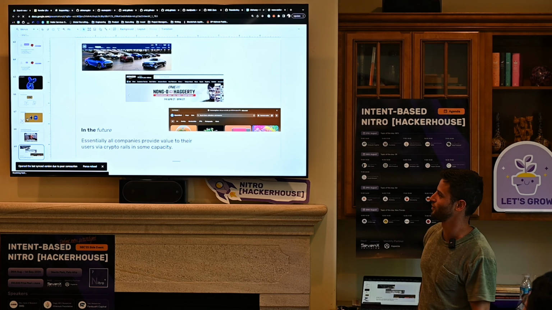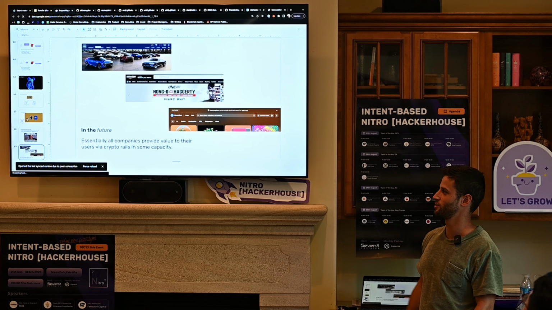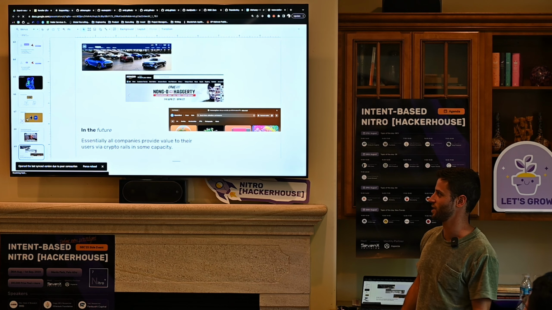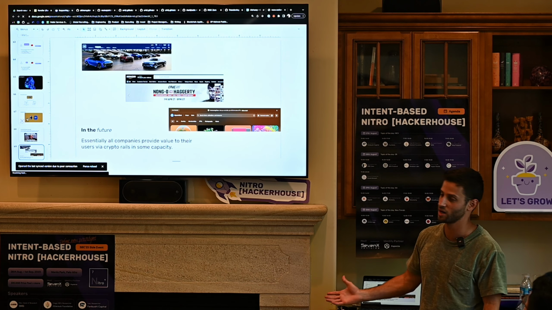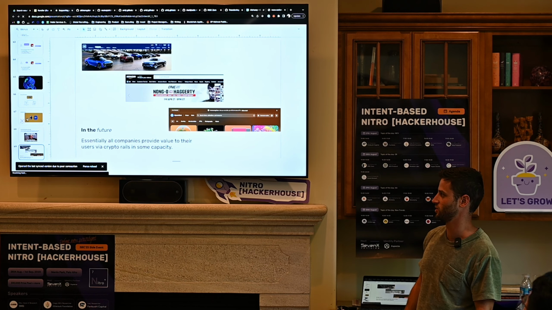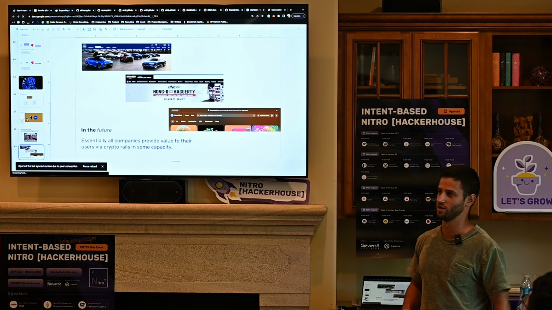And that kind of gets us to this future where, like we saw with the internet 3 decades ago, hopefully on a sooner timeline with crypto, we'll get to a point where all companies could provide value to their users via crypto rails in some capacity, even if it's not a super crypto forward experience.